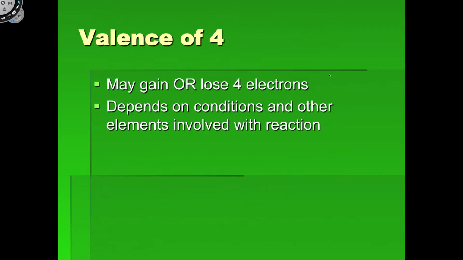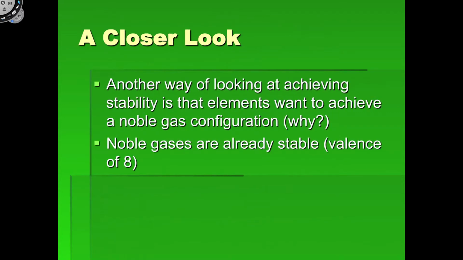Now, gaining or losing with electrons that have a valence of 4 just depends on the conditions that the elements are reacting. Sometimes they could share electrons, depending on the pressure involved, the temperature, what the elements are reacting. It's very hard to predict. So valence of 4, they could gain 4, lose 4, or they could also share electrons.